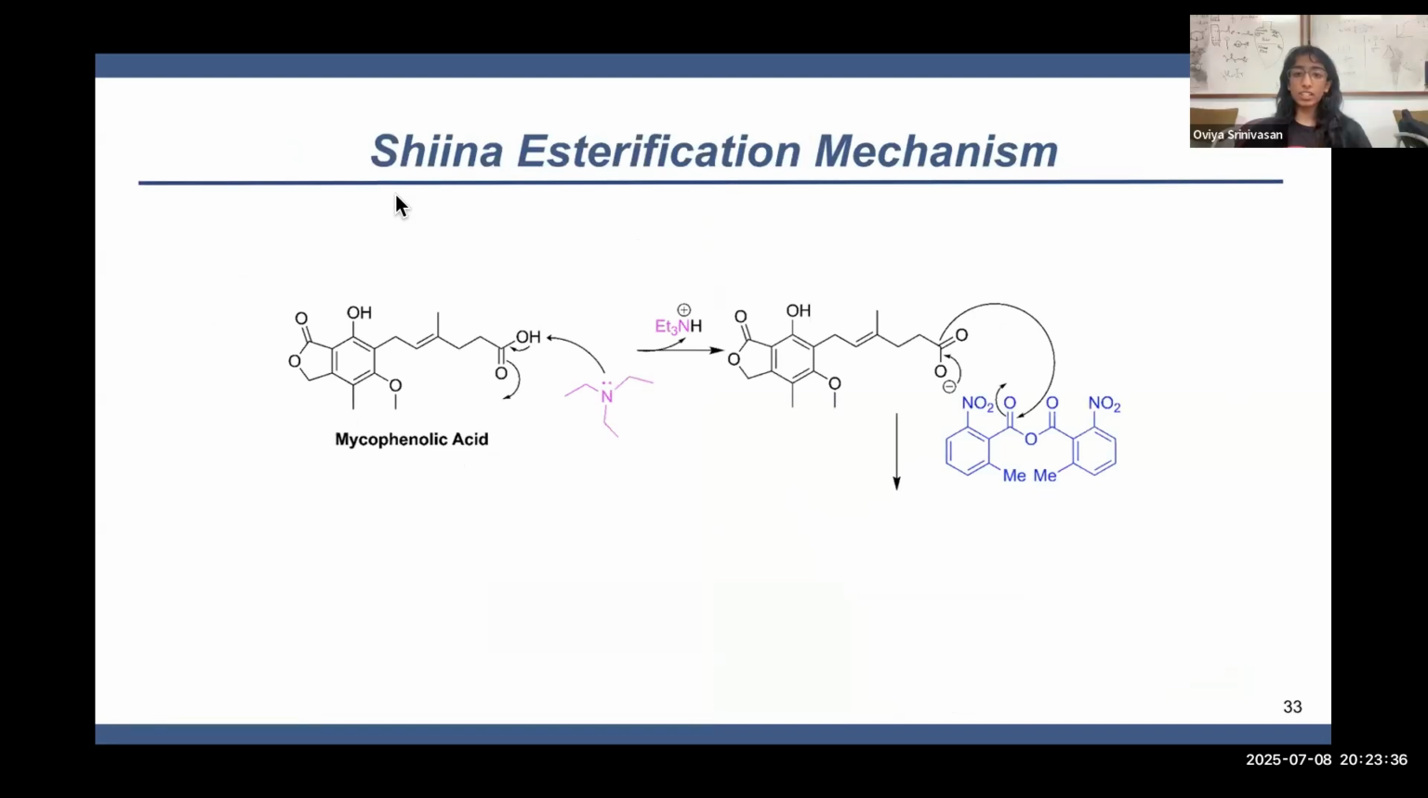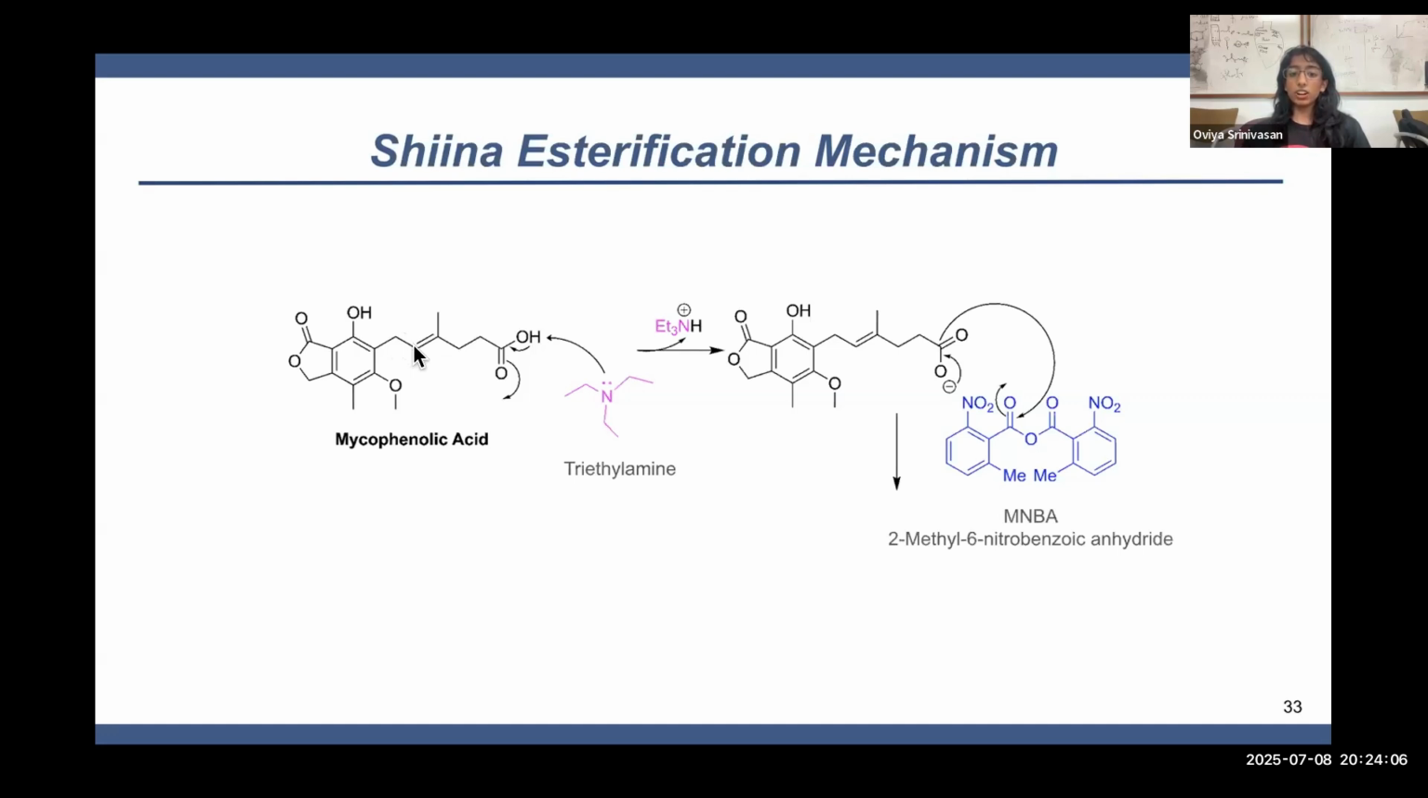So let's look at the Shiina mechanism. First, triethylamine reacts with mycophenolic acid. The lone pair on the nitrogen attacks the carboxylic acid, breaking the OH bond. The electrons in that bond then move towards the carbonyl, causing the electrons in the carbon-oxygen double bond to move towards oxygen, as it's more electronegative. Protonated triethylamine then leaves, resulting in a carboxylate ion. This then reacts with MNBA.